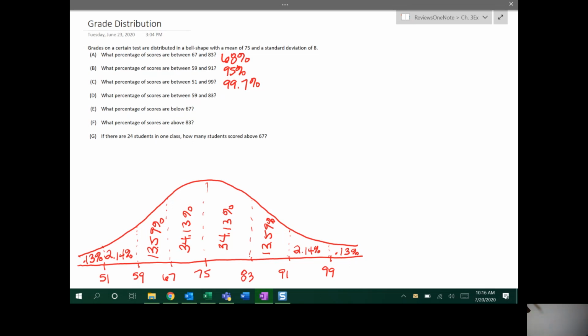You cannot use the shortcut way, where you just figure out which of the three it is. So the percentages between 59 and 83 are 13.59% plus 34.13% plus 34.13%. Those are all the percentages that are in between those two numbers that they asked me.